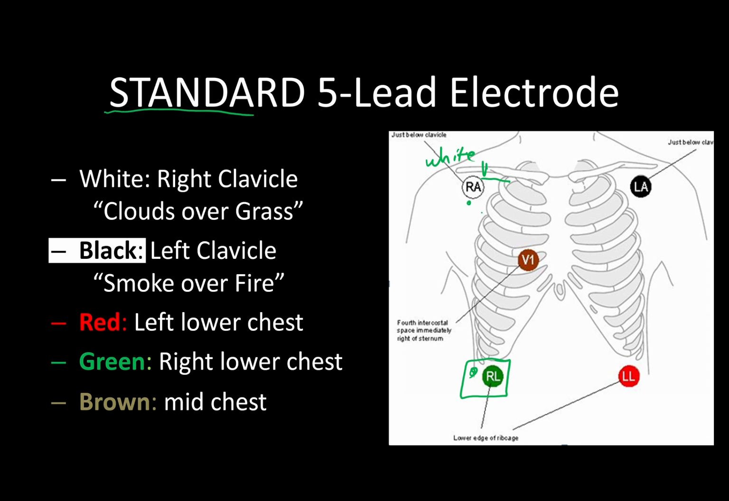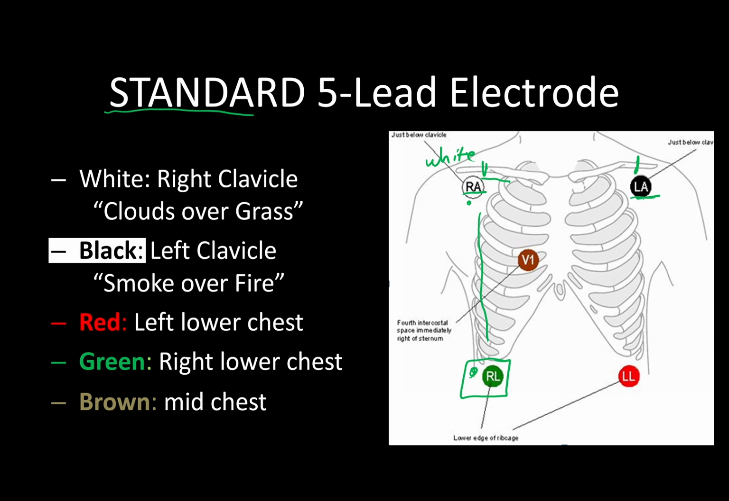And the idea is you want to have a nice straight line down. You want to have those in line with one another. Now on the opposite side of the chest, you'll have your black one up here with your mid-clavicular line, and that's going to be your left arm. And notice these letters now. You've got your right arm, left arm.